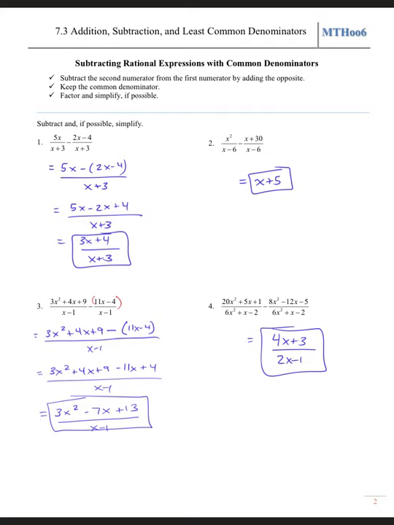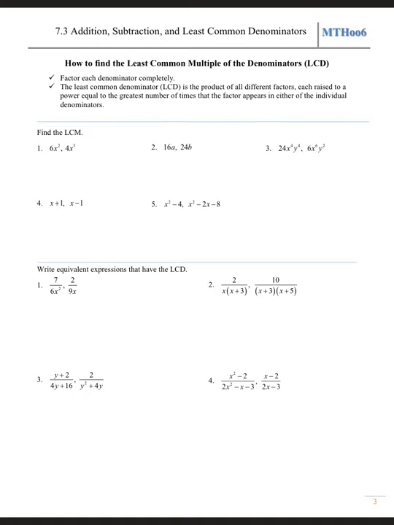If you're having difficulties with 2 or 4 or anything here, make sure you reach out to me either via email or you ask me in class, and I can take a look at your work to see where you went wrong. Okay, let's move on to the next page.